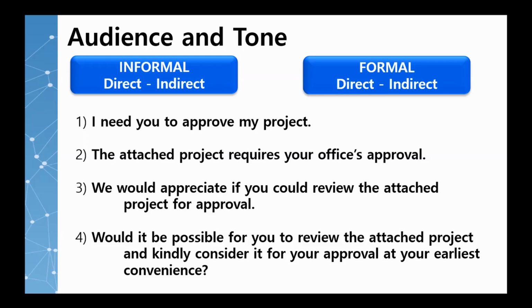Now, as you can see, these 4 sentences that are reproduced from page 37 here, they all have the same message. However, they vary in tone. For example, let's just go over a few of them. We don't need to go over all of them, but let's just take a look at number 1, for example. Number 1 says, I need you to approve my project. Then number 2 and number 3 are the same message, but using slightly more polite words.